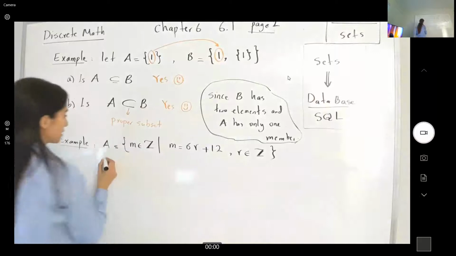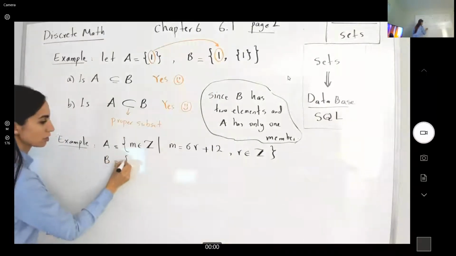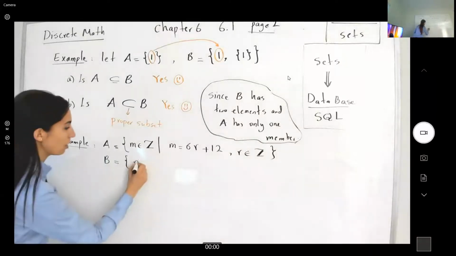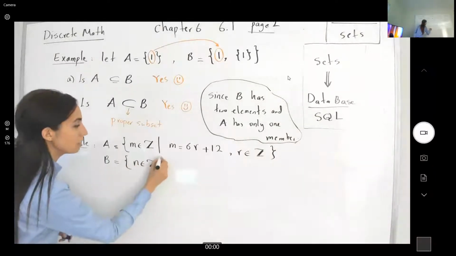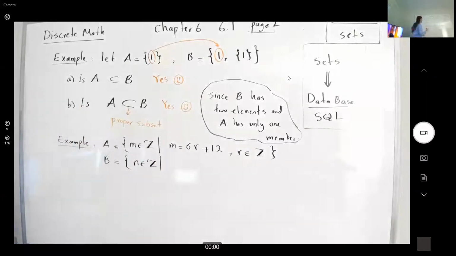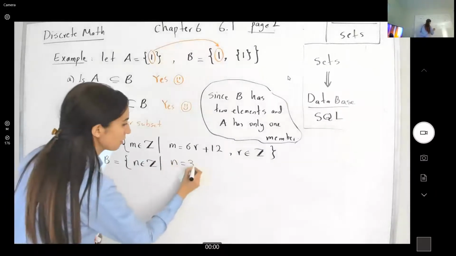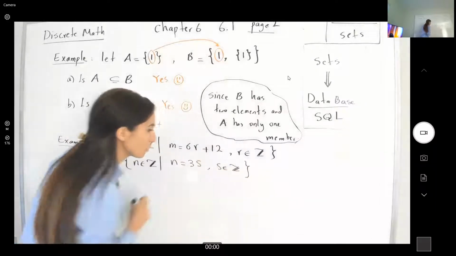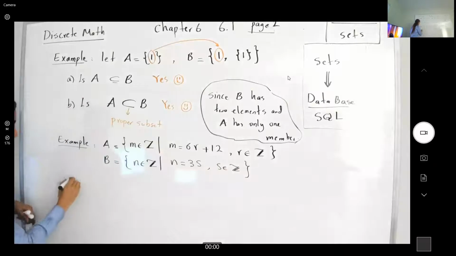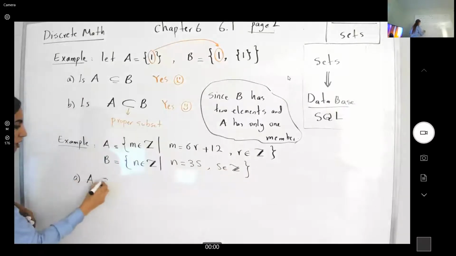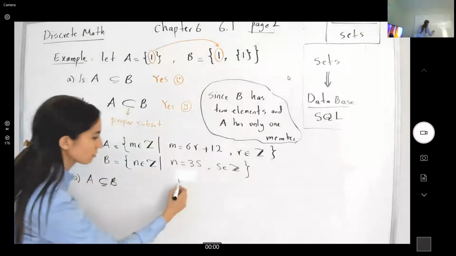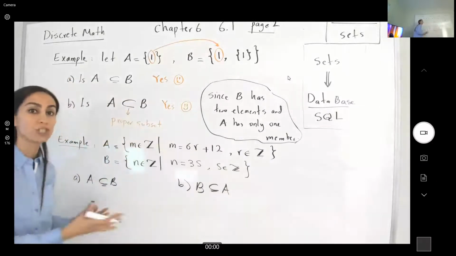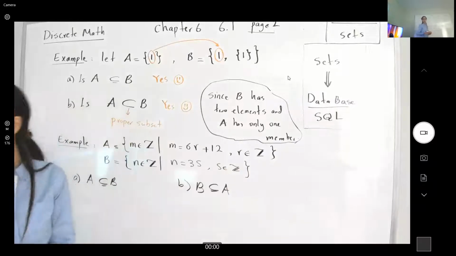The second set is set B, which is defined as the set of all integers n such that n is equal to 3s. s is also an integer. Which one is true? A is a subset of B, or B is a subset of A. Which one is true?